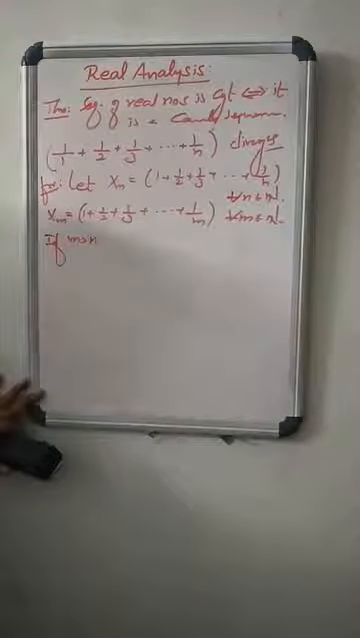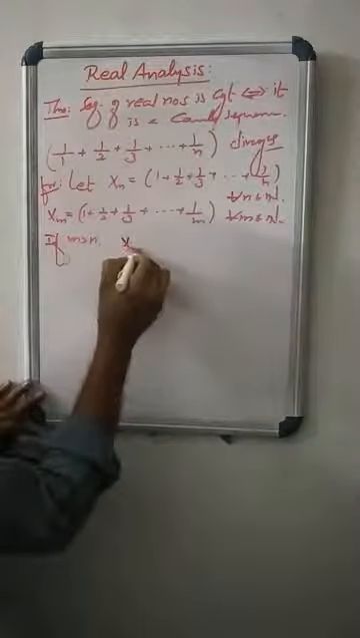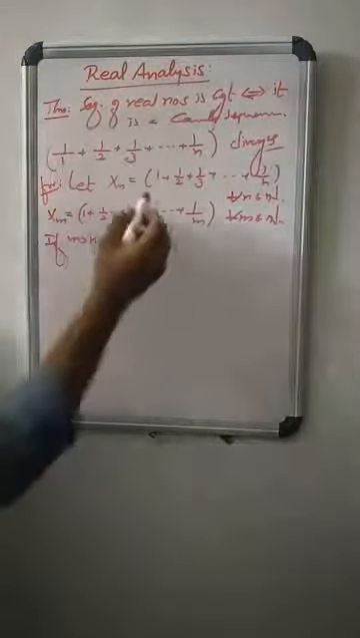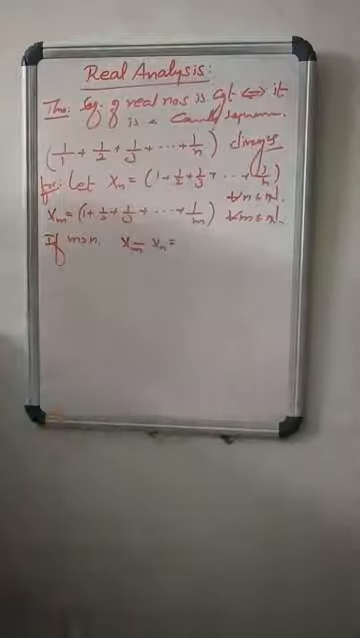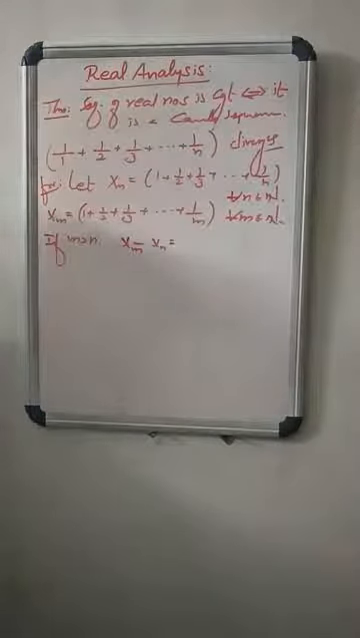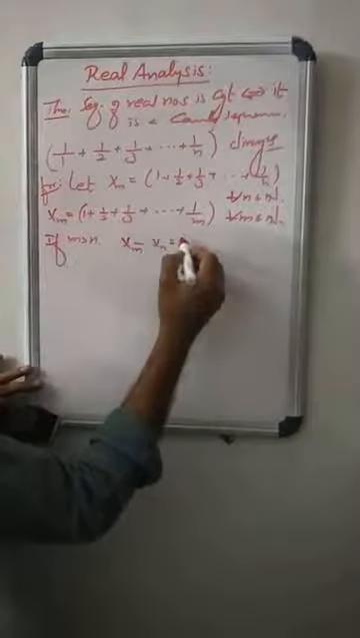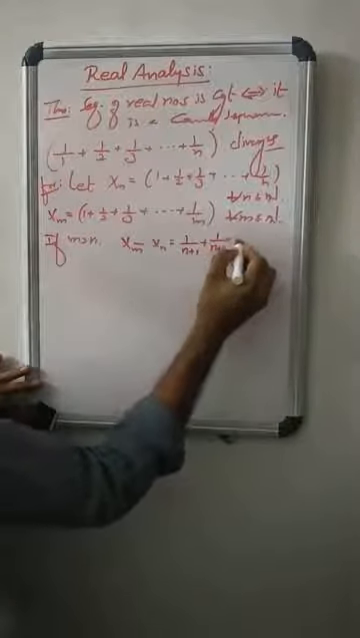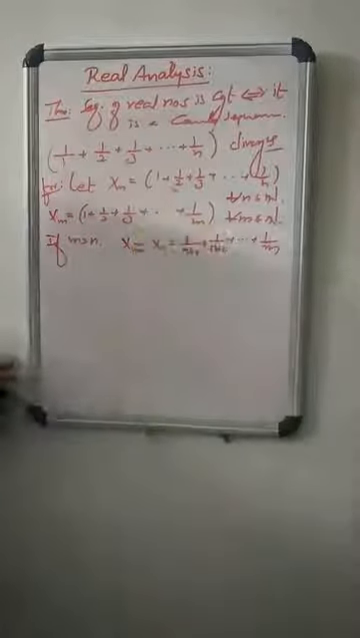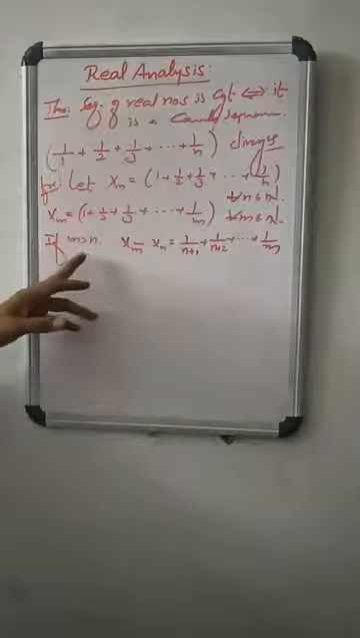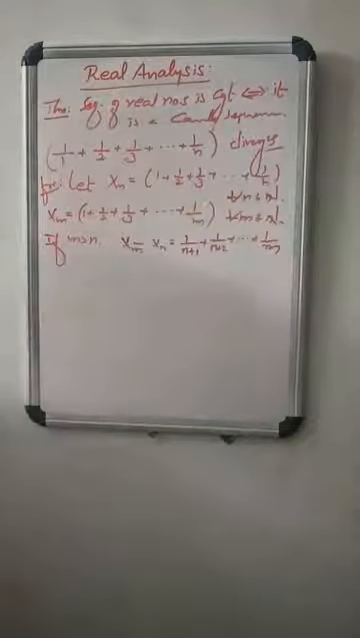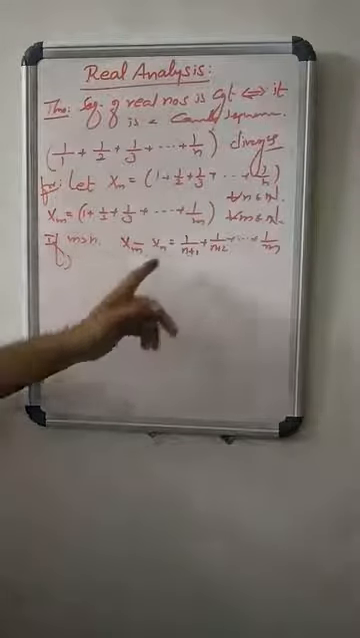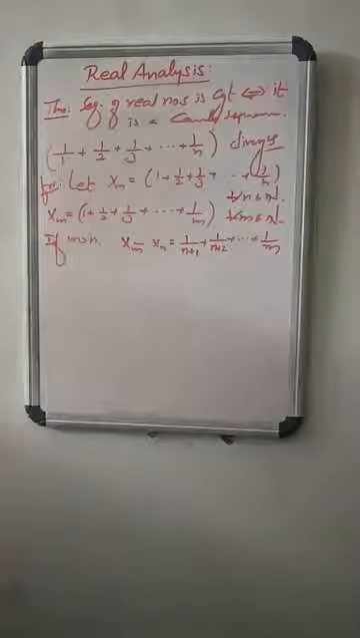Take m greater than n. So what about xm minus xn? For m greater than n, the terms 1, 1 by 2, 1 by 3, etc. all cancel. So xm minus xn is 1 by n plus 1 plus 1 by n plus 2 plus etc. plus 1 by m. When m is greater than n, the next term after n is n plus 1, n plus 2, etc.